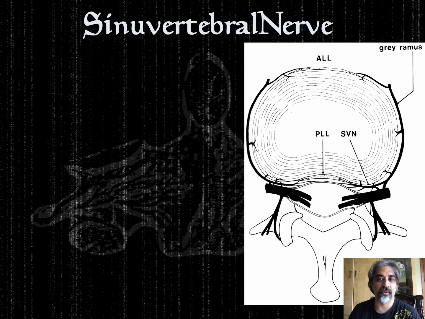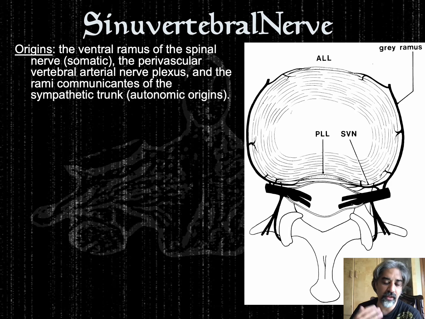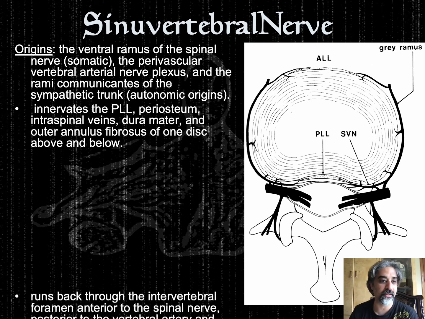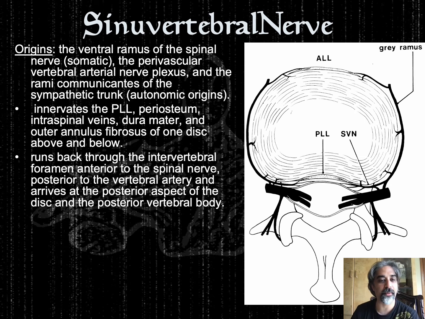So the sinuvertebral nerve is really important because it innervates the deep structures, specifically the periphery of the disc. And it gets contributions from the sympathetic trunk as well as the anterior ramus of the spinal nerve. It innervates the posterior longitudinal ligament, the periosteum, and the disc. It runs back through the intervertebral foramen. It's weird. It goes out and then it comes back.